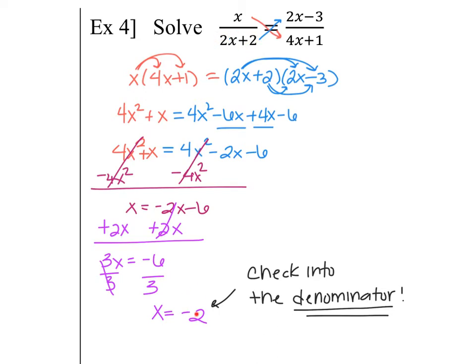So let's plug this one in again to this guy. So 4 times negative 2 makes negative 8, plus 1 makes negative 7. Also not 0. Therefore, this is in fact our solution. X is equal to negative 2.